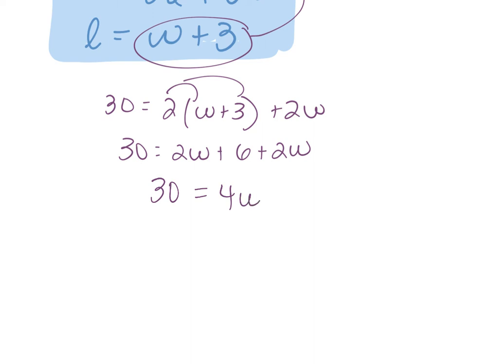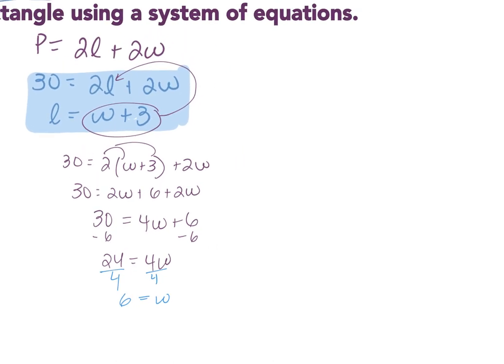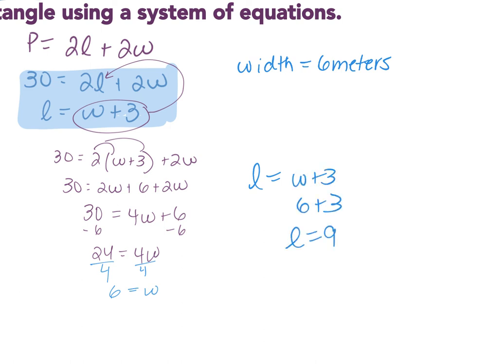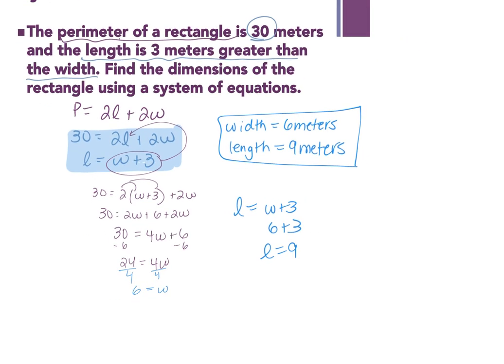30 equals 4W plus 6. Subtract the 6. Divide by 4. My width is 6. What's the unit? Meters. So the width equals 6 meters. And then the length is the width plus 3. So 6 plus 3. If it says dimensions, it's just 6 by 9. Just like that, meters. Okay? You don't have to put which one is which.